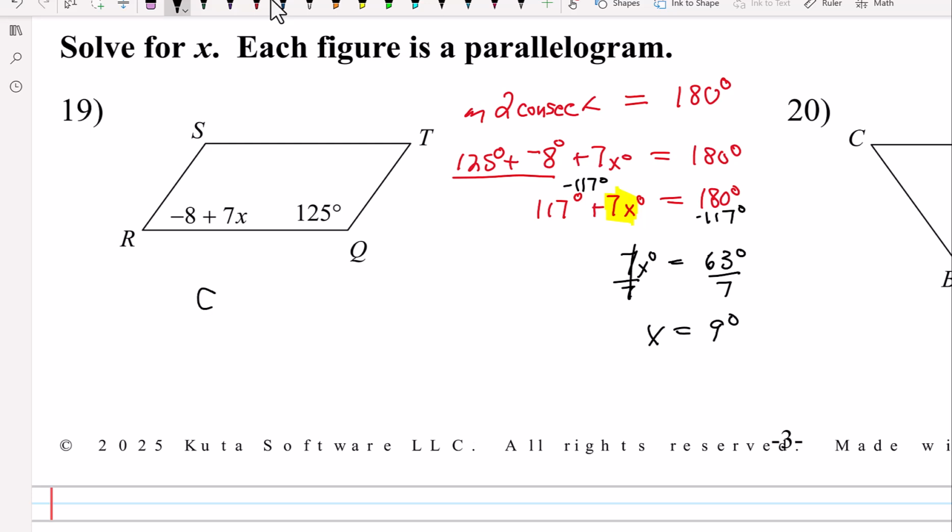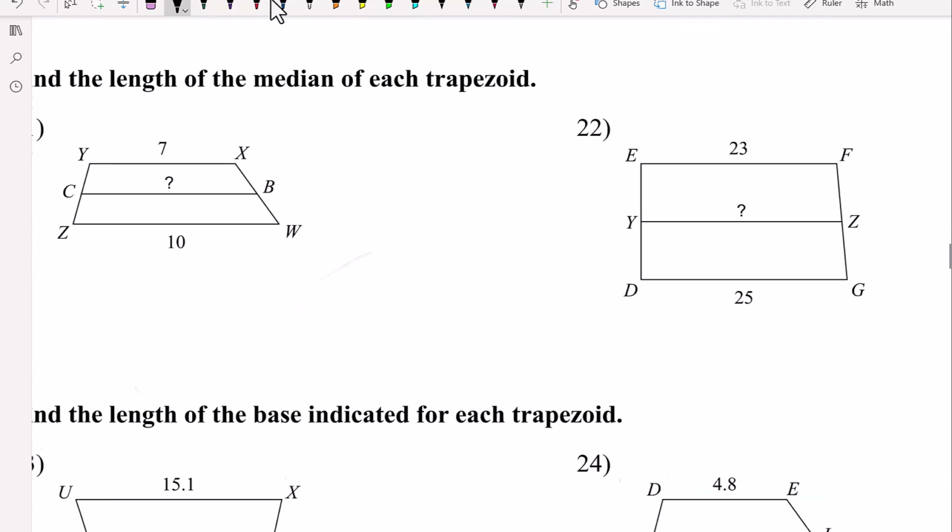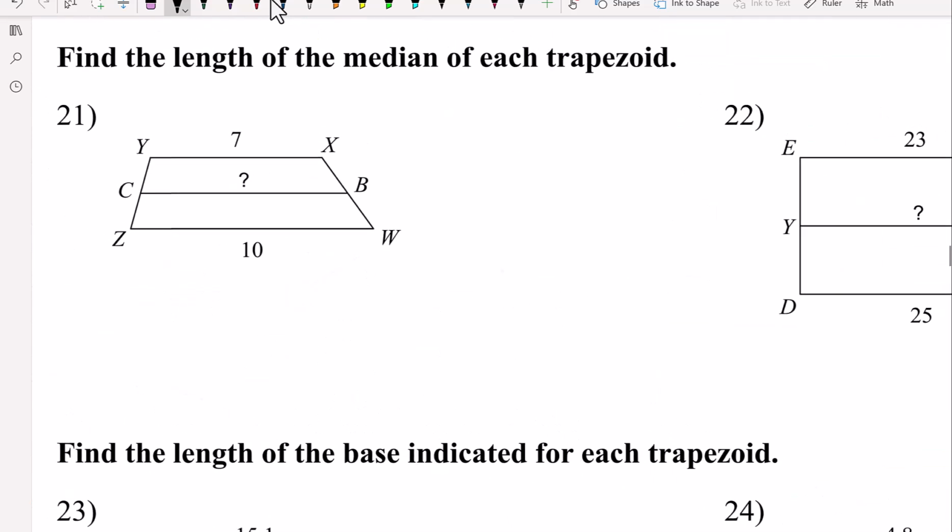Now, to do the check, remember these two should add up to 180. So you do -8. This would just be a calculator check: 7 times 9 plus 125. That's what you'd have kids write in their calculator or just on paper, enter, and what they should see is 180 degrees. All right.